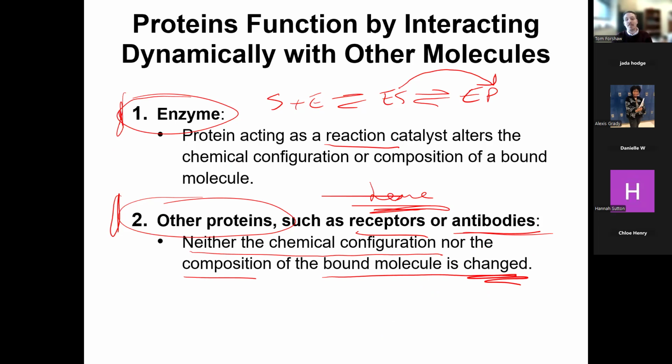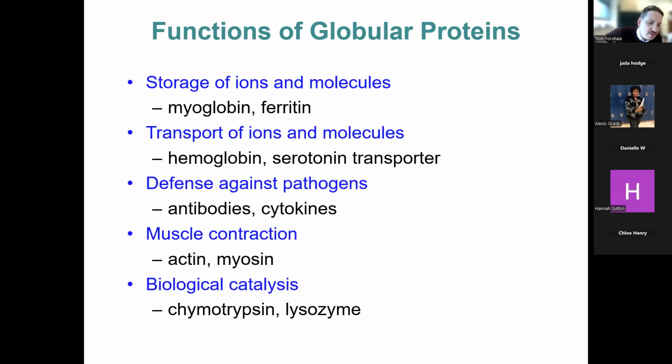A ligand binds, and the ligand is not changed. Unlike an enzyme where a substrate binds and a substrate is changed to a product. Whereas this is just a ligand and it stays as a ligand. Now there's a few different reasons for this.